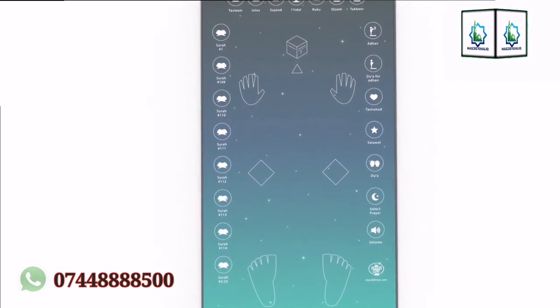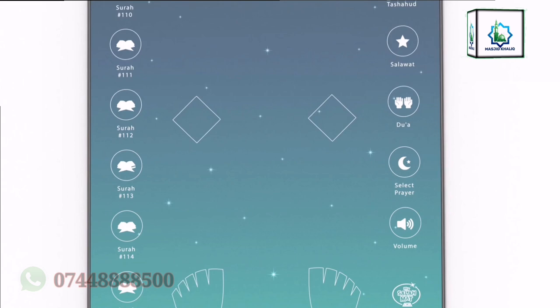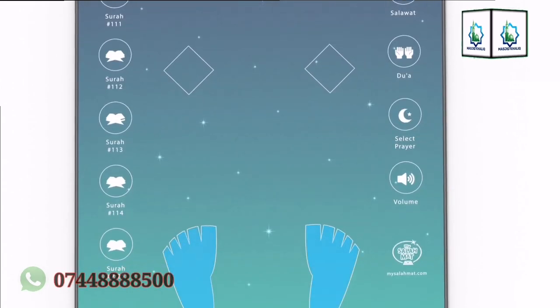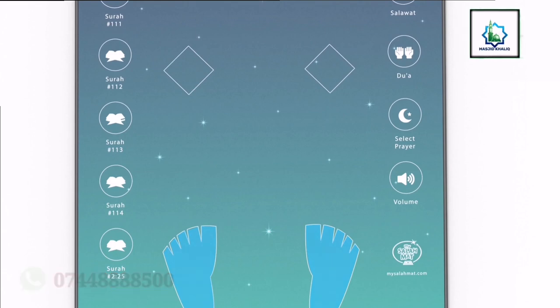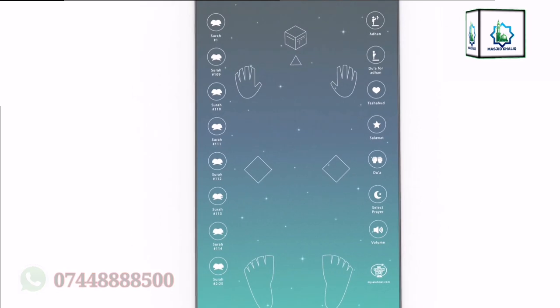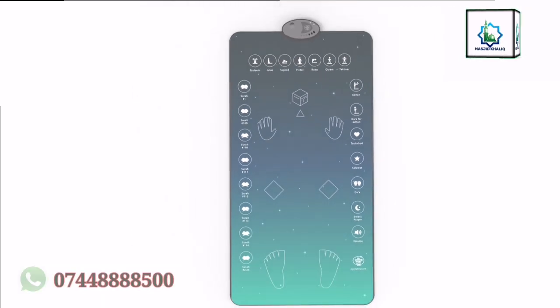Pray any salah with a touch of a button. Simply select the prayer you wish to pray. Once you have selected the prayer, this will only start when you stand on the feet position. The whole prayer is guided by lighting up the different positions in prayer at the right time, showing the person praying the position they need to go to at that particular time.